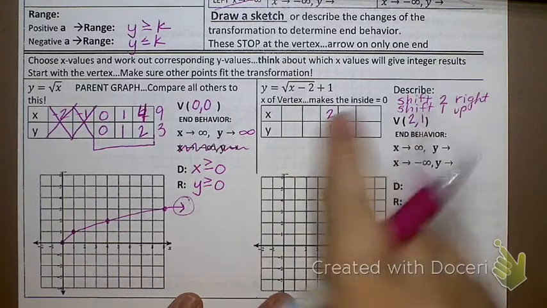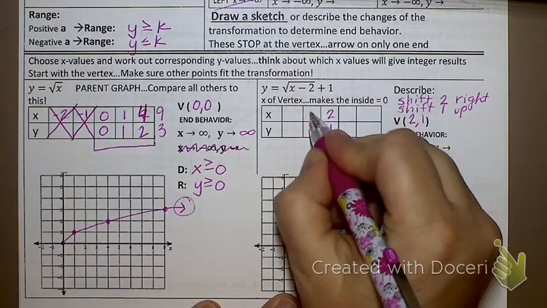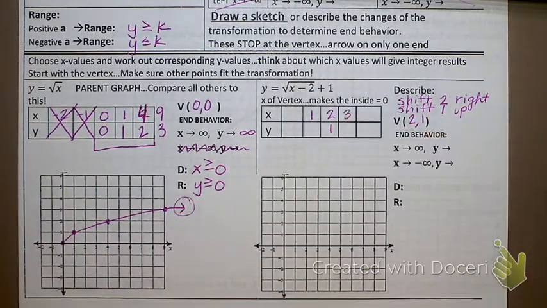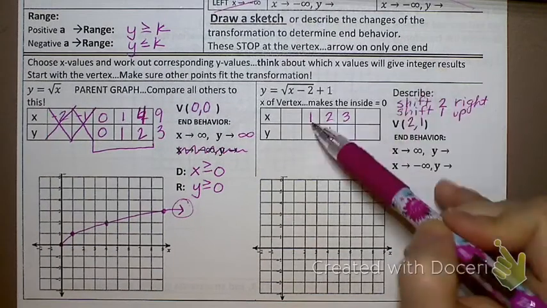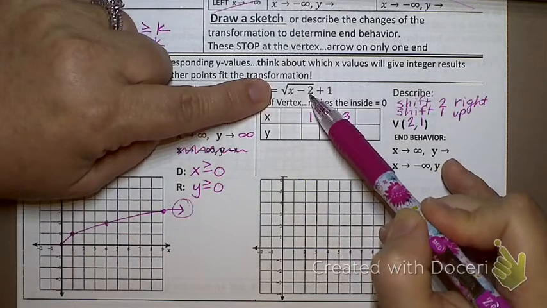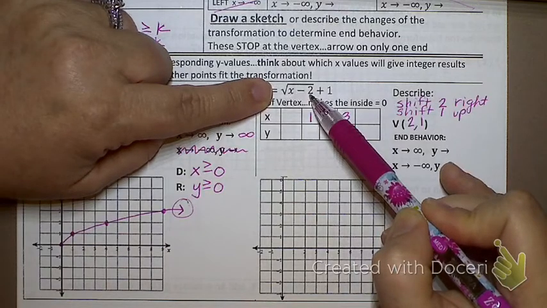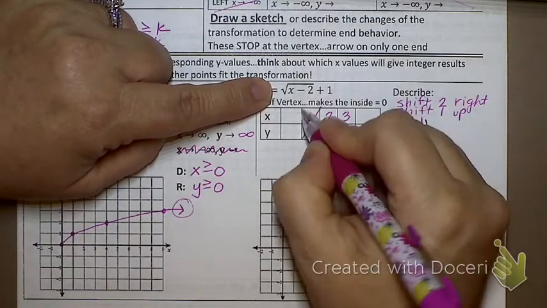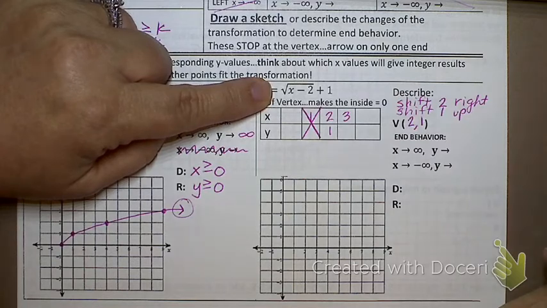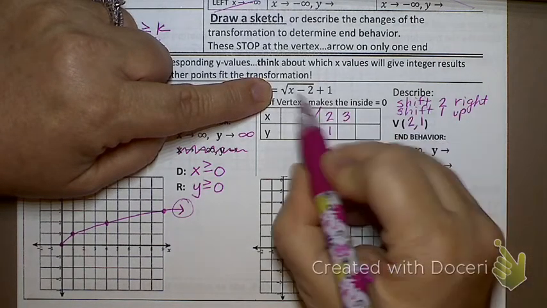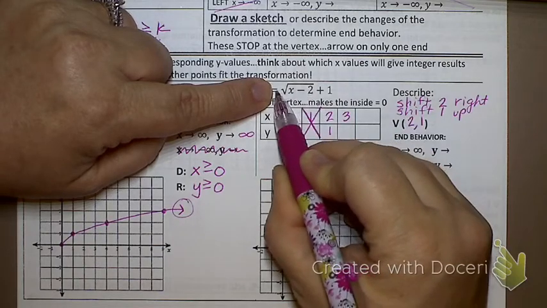Now, I'm not going to fill in all of my X values. I'm just going to fill in the next 2 to see which one's the good side and which one's the bad side. So, if I plug in 1, 1 minus 2 is -1. Square root of -1, that's the bad side. So I can't use numbers that are smaller than 2. I can only use ones that are bigger than 2. 3 minus 2 is 1. Square root of 1 is 1.